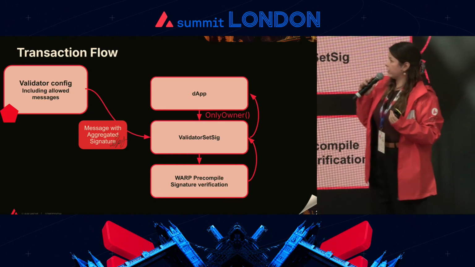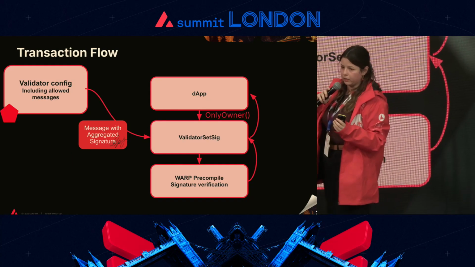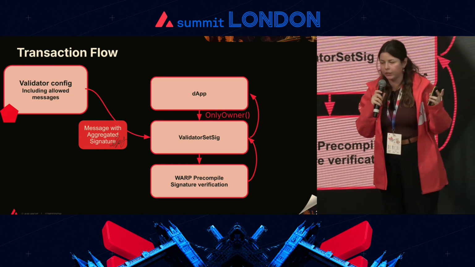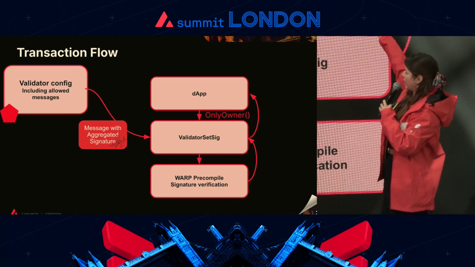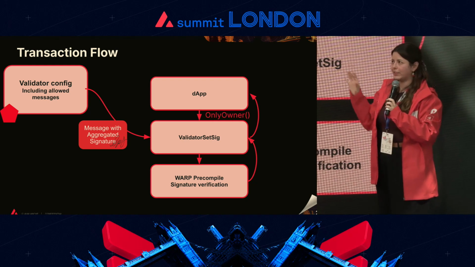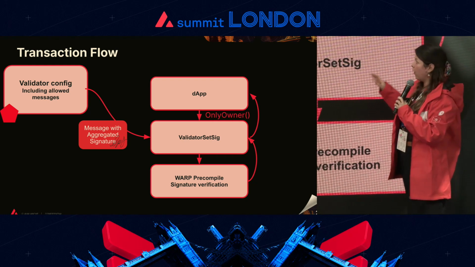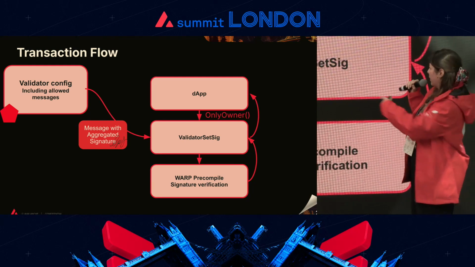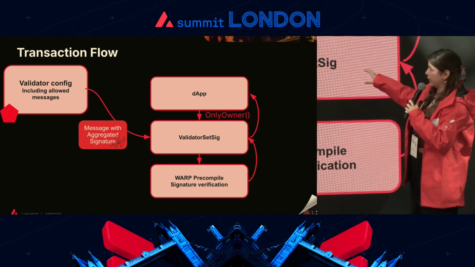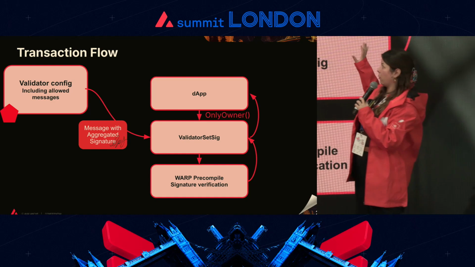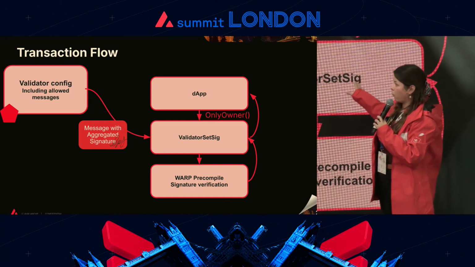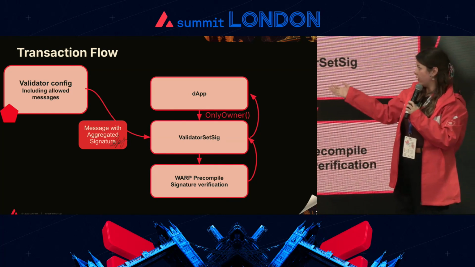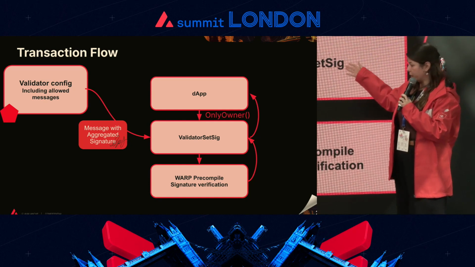So, getting back to how this flow works in terms of our validator signature. We have this message that has been aggregated with the signature. And whenever you want to trigger a dApp, the design is basically giving ownership of that contract to the validator set sig contract. If this validator set sig is the only one that has control over that contract, it will require a message that is signed by all the validators, and the threshold that it requires, in order to actually send this transaction to the Warp precompile.